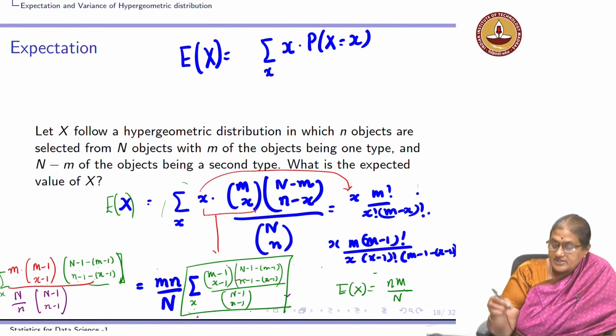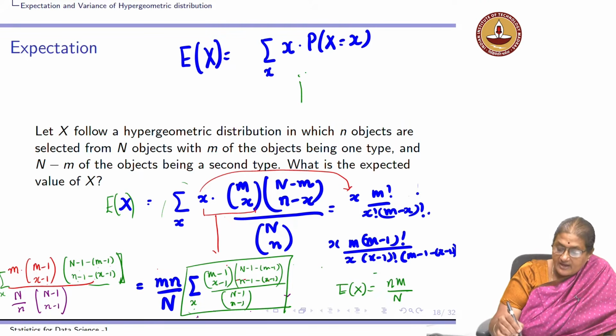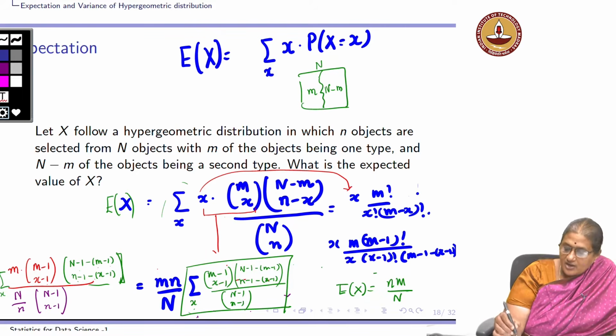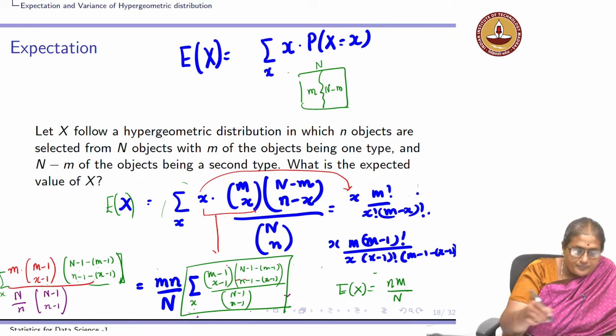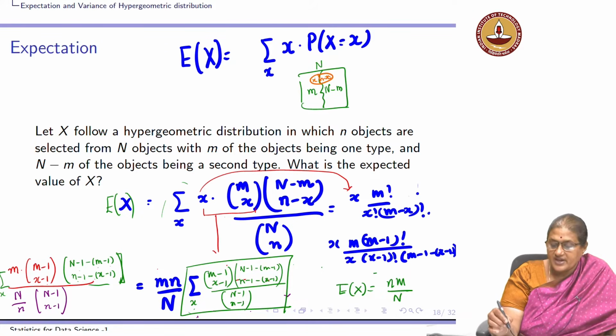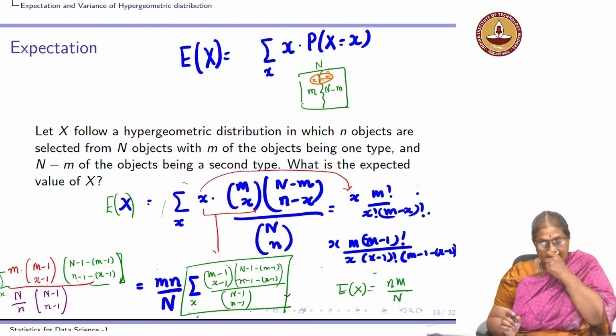One way to view this expectation is I have a population of N of which m is of one type and N minus m is of the other type. From this population, I am choosing a subset of size n. So, here I have x of one kind and n minus x of the other kind. This is my subset n.